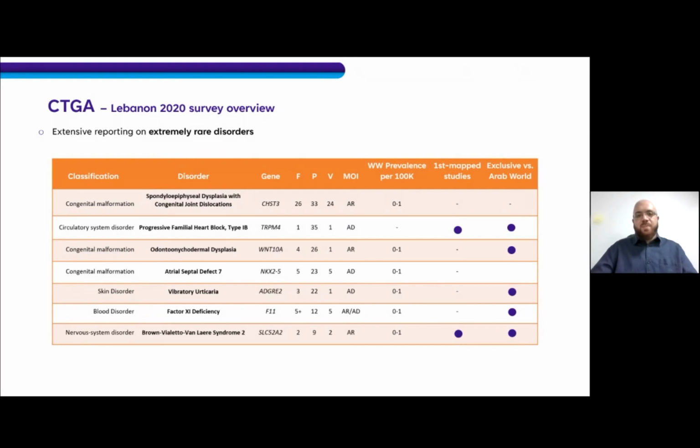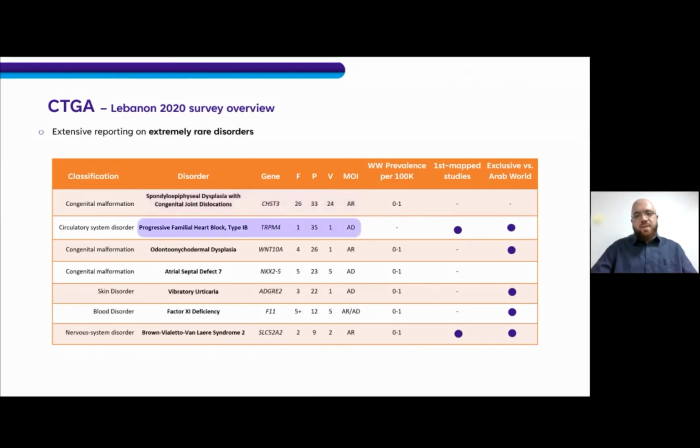Just to give a couple of examples, one article reported on spondyloepiphyseal dysplasia, which is a recessive musculoskeletal disorder reported in a large cohort of families. That study identified 24 different pathogenic variants in one gene, including compound heterozygous variants in many patients. And over half of these variants were not described in ClinVar by the end of our survey.